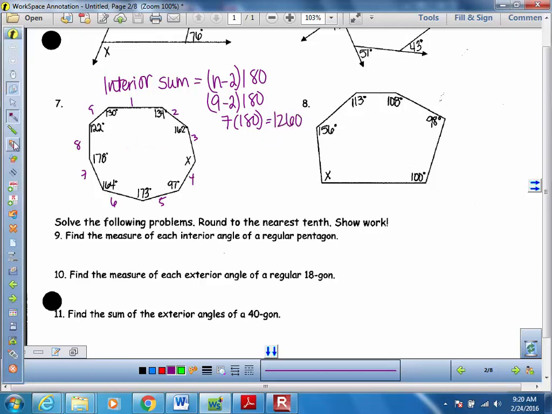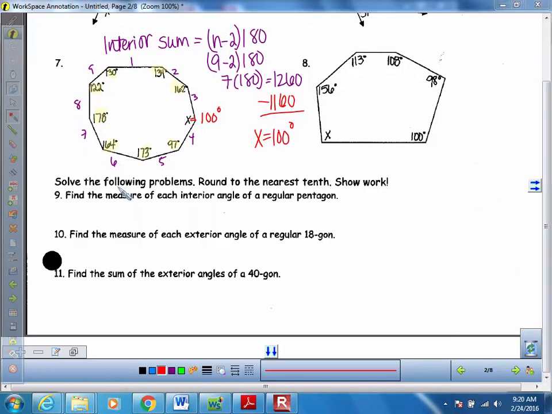Now I'm going to take each one of these angles inside and add them together to figure out what x could be here. I'm going to add all of these up, and when you do, you end up getting 1160. So we subtract that, and that means that our x is going to equal 100 degrees. Okay, so number 8 would be solved just like that as well.